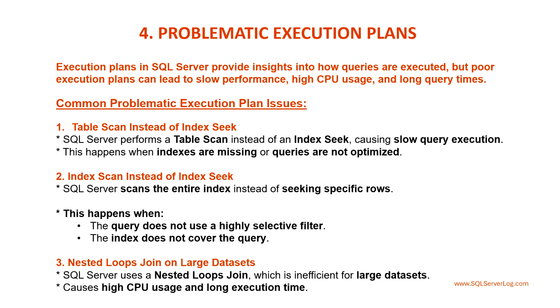Number 2 is index scan instead of index seek. SQL Server scans the entire index instead of seeking specific rows. This happens when the query does not use a highly selective filter and the index does not cover the query. Number 3, nested loops join on large data sets. SQL Server uses a nested loops join, which is inefficient for large data sets, causing high CPU usage and long execution time.